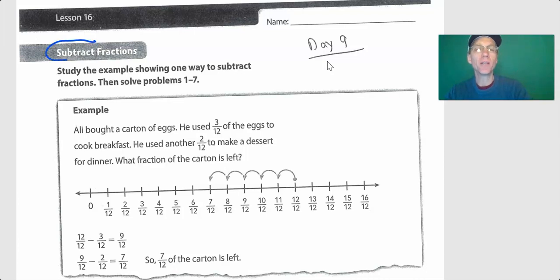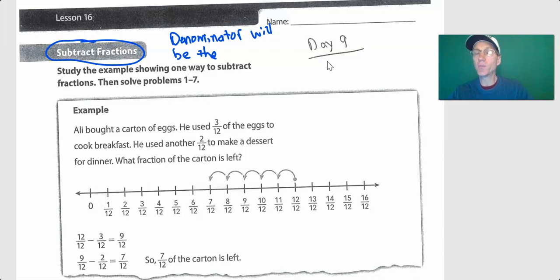This is subtracting fractions, and basically what you have in fourth grade is the denominators are going to be the same. So we shouldn't have to find a common denominator. We will use a common denominator to compare. And then in fifth grade, when you add or subtract, you'll have to find a common denominator. So I don't think we're going to see where we have to find a common denominator, but they'll be the same.